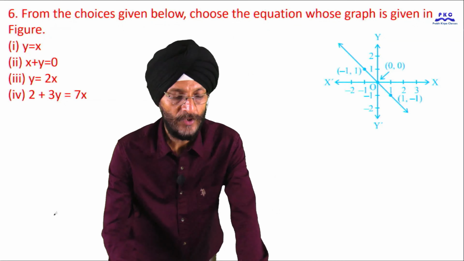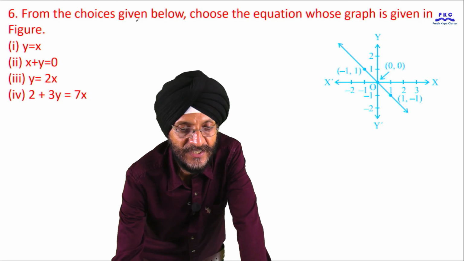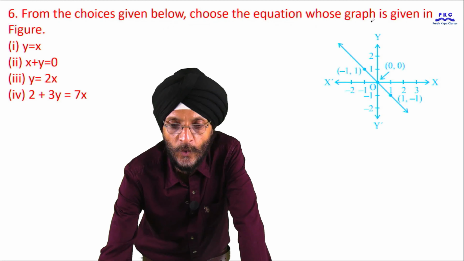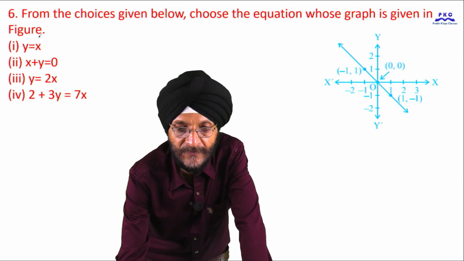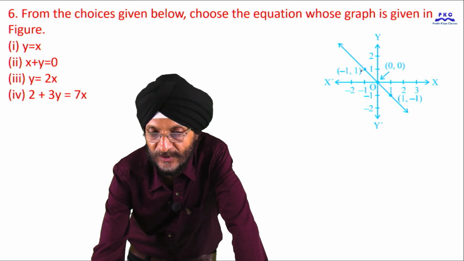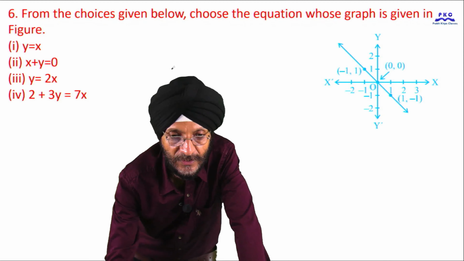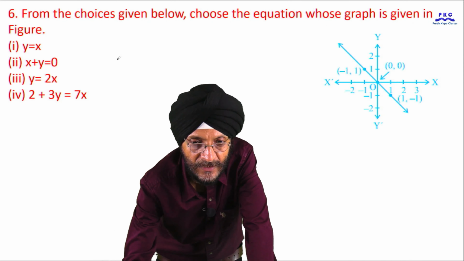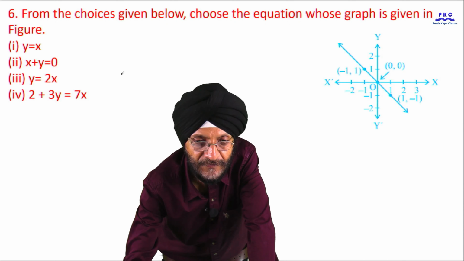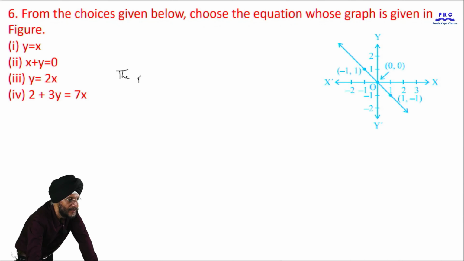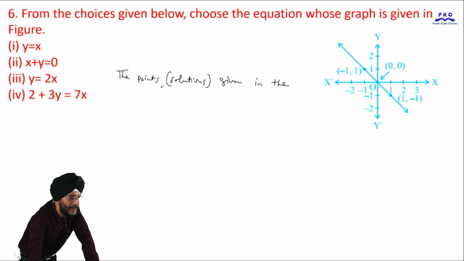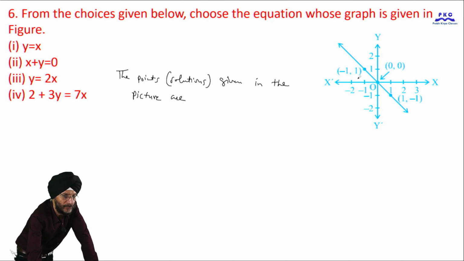Now what is the question? The question before us is, from the choices given below, choose the equation whose graph is given in the figure. These are the 4 equations and these are the solutions. 3 solutions have been given in this question. What are the solutions, or the points, given in the picture? What are those solutions?